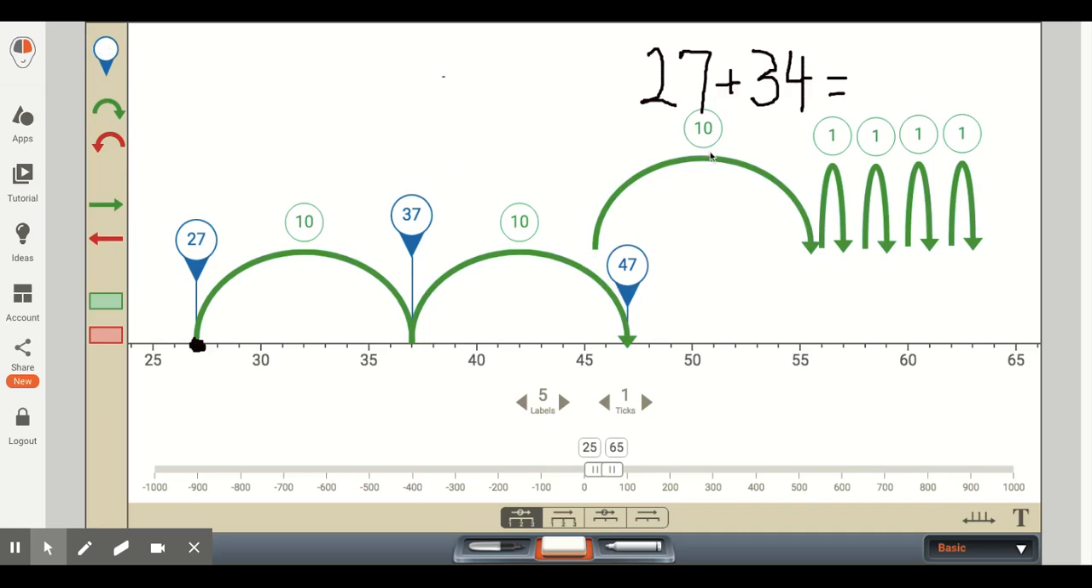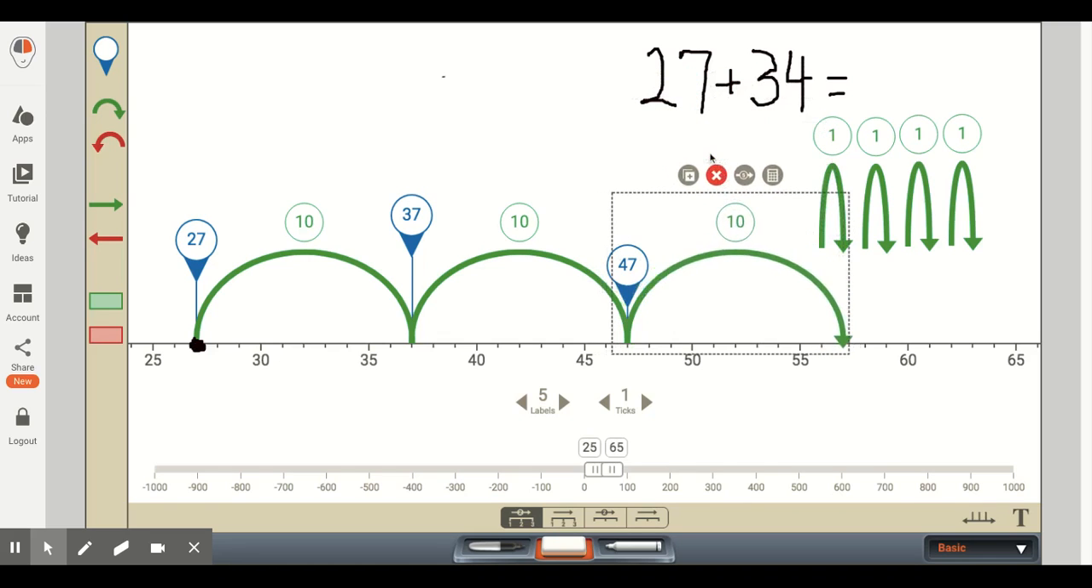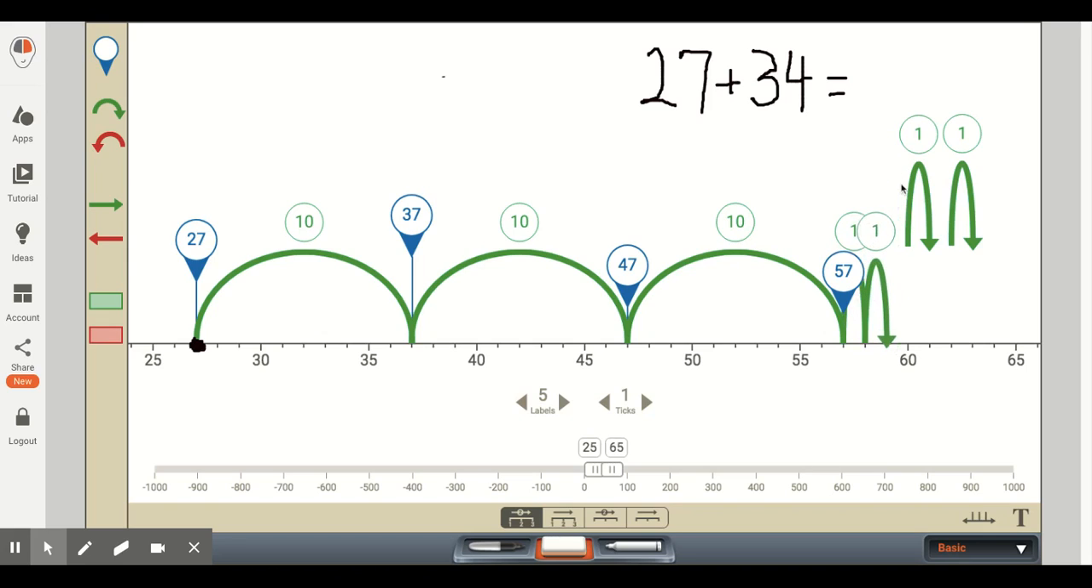And now we have one more 10 to add, and we bring that down. 10 more than 47 will be 57. And we'll bring this over here to show 57. And now we have the 4 ones to add. So our first grader can simply bring down the first one. And remember, 57 plus 1, we don't remain at 57, but we move to the next number. So 57 plus 1 plus another 1. And we have 2 more ones that we need to add.